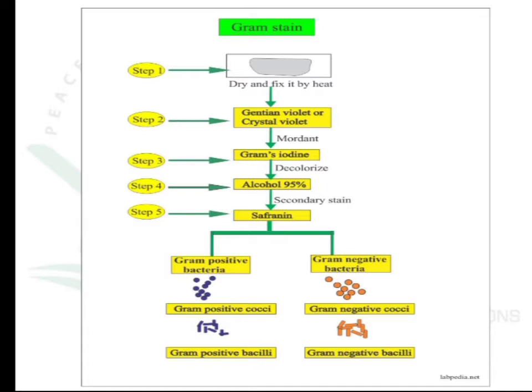So this is the procedure for gram staining. First we take an empty glass slide, clean it and air dry. After air drying, we inoculate with the unknown sample provided, air dry, and then heat fix it. After heat fixing, we use the primary stain, crystal violet or gentian violet. After 1 minute of treatment with crystal violet, we wash it with running water, and we add the mordant. The mordant is gram's iodine. We use gram's iodine here, and then again wash with running water.